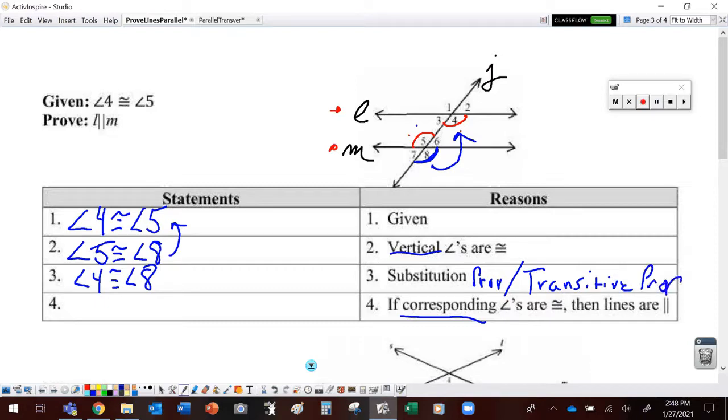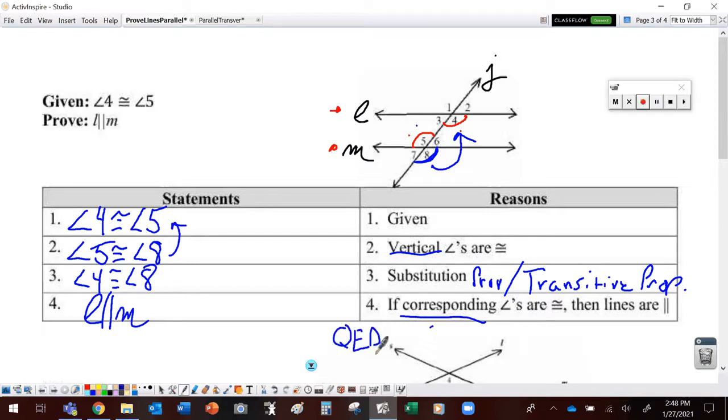Okay, but regardless, now we have angle 4 is congruent to angle 8. Now take a look at angles 4 and 8. Angles 4 and 8 are corresponding angles. And if corresponding angles are congruent, then we can say that those lines are parallel. Lines L and M are parallel. Okay, and that's what we set out to prove, and we proved it.